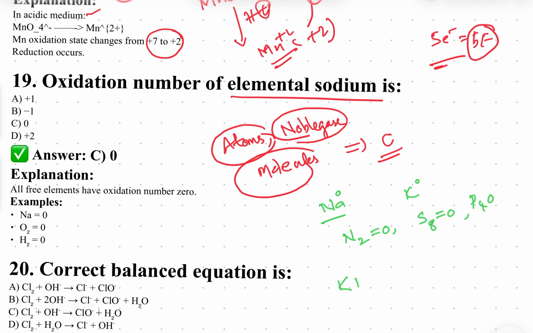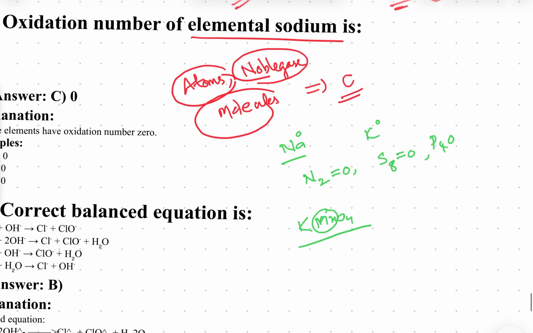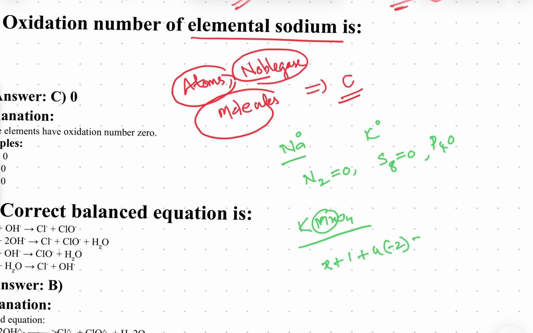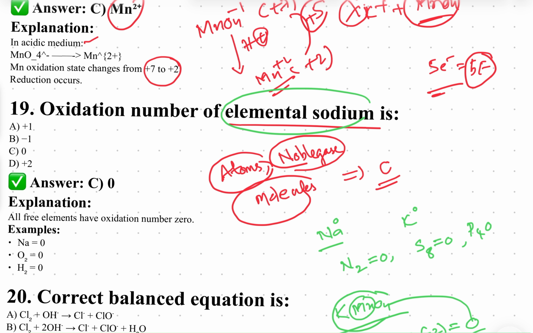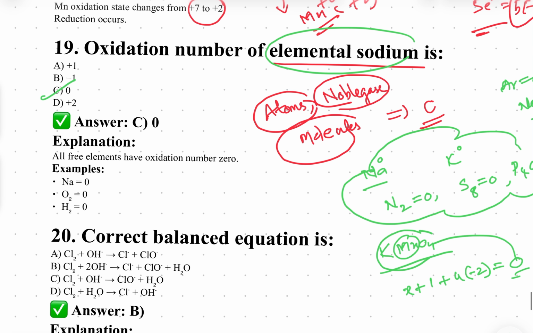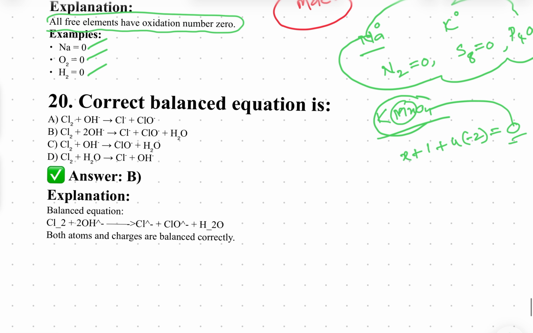That is why, for KMnO4, we calculate: MnO4, we take X, potassium plus 1, oxygen minus 2, equal to 0. That is nothing but for any molecule the total oxidation state is equal to 0. Therefore, the elemental form of any element is always equal to 0. Don't forget. Argon is 0. Neon is 0. Any elemental form is always 0. Your option is C. All free elements have oxidation state 0: sodium, O2, H2, N2, anything. Don't forget. That is a very important question.